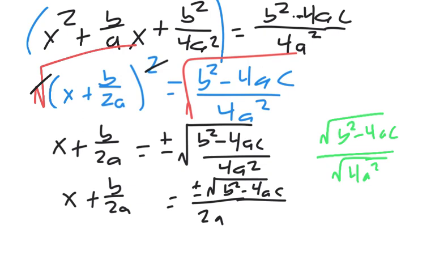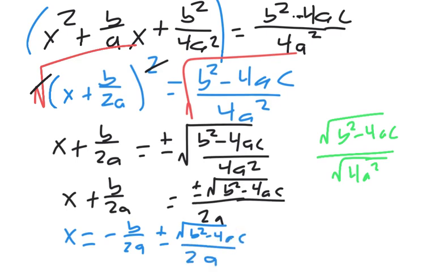x is not by itself yet because x is being added to b over 2a, which means I need to subtract b over 2a. So x equals negative b over 2a when I subtract it, plus or minus the square root of b squared minus 4ac over 2a. And now these two fractions have a common denominator, so I can simplify it just like I did earlier.